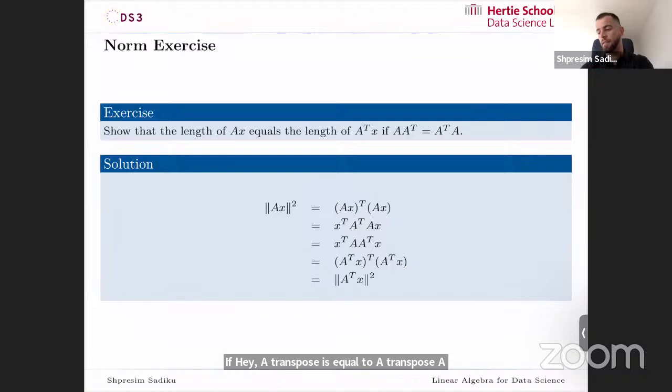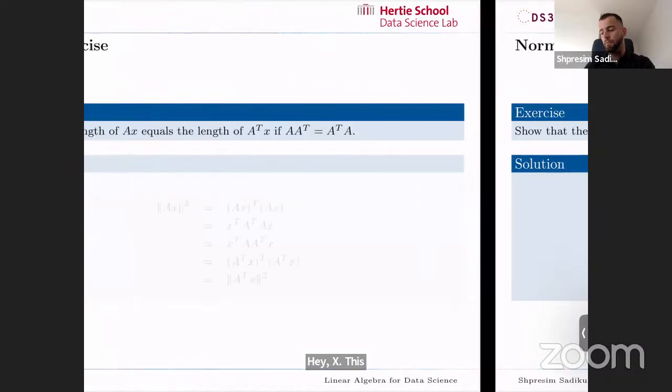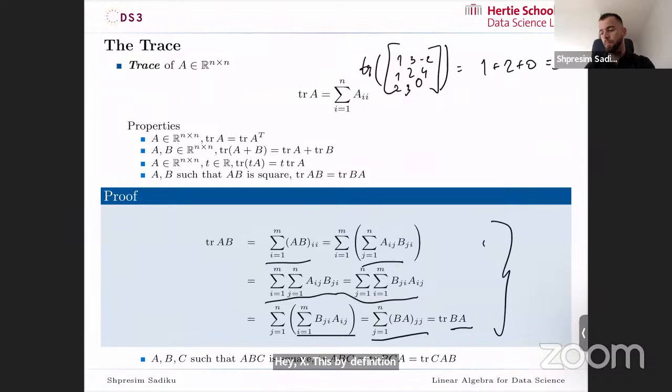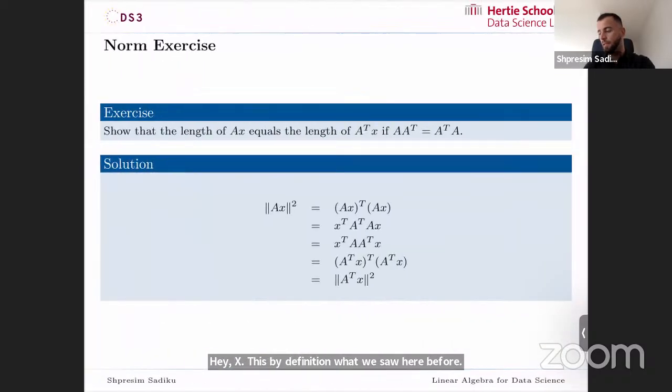And the solution to this exercise is really simple. To show that the length of AX equals the length of A transpose X, we simply take the L2 norm squared of AX. This, by definition, what we saw here before, is simply the product between the transpose of AX and itself, AX. And then we just apply the property that the transpose of AX is equal to X transpose A transpose, AX. And then, sorry.